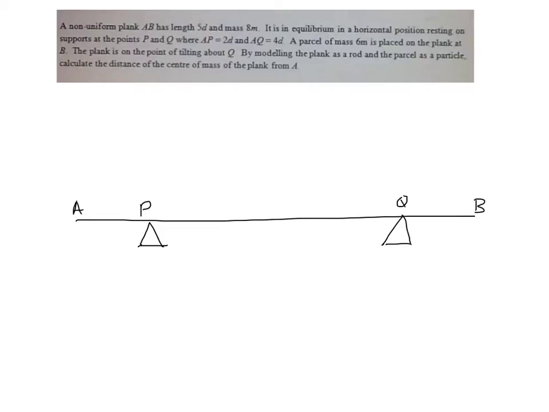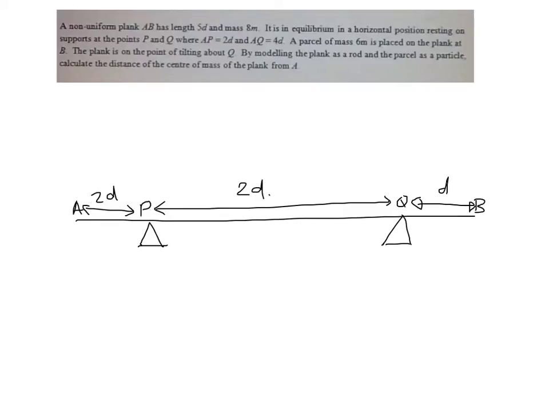Let's start with a nice clear diagram of what's going on. We've got a non-uniform plank and it is on two supports, P and Q, like this. So this is P, this is Q, this is A, this is B, and we know that A to P is 2D, and we know that A to Q is 4D, but the whole thing is 5D, so this must be D here, leaving us with 2D in the middle.